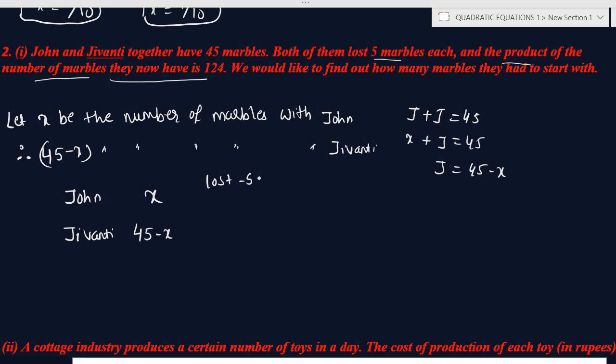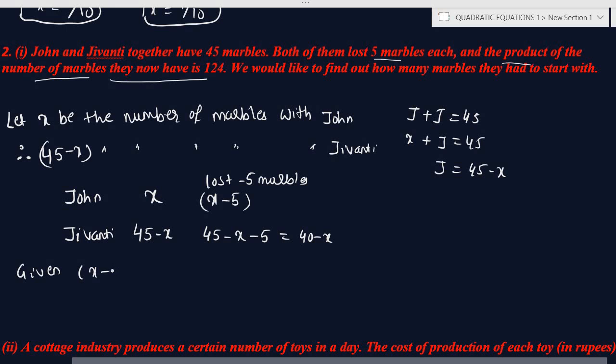They lost 5 marbles. Therefore what happens? x minus 5, and she also loses 5, 45 minus x minus 5. It becomes what? 40 minus x. The product of their marbles now, that is given after losing 5 marbles, what happens? x minus 5 into 40 minus x is equal to how much he had given? That is 124 he had given.